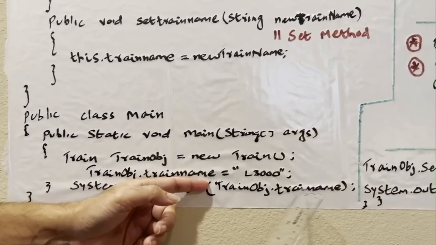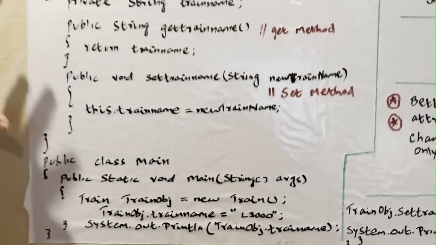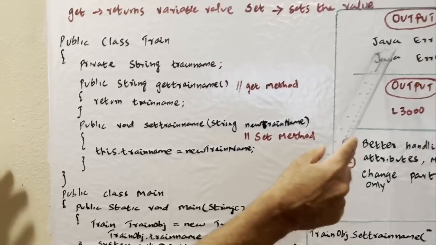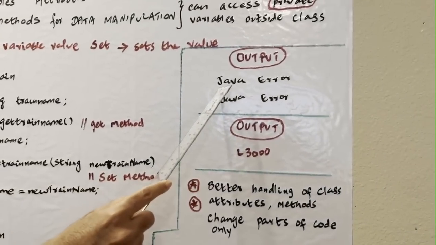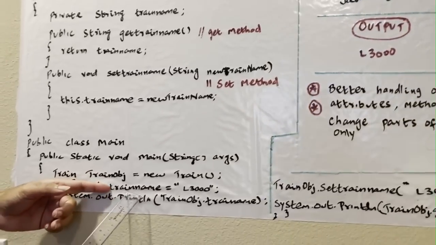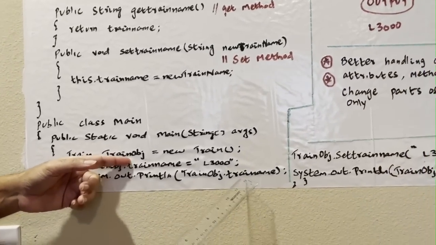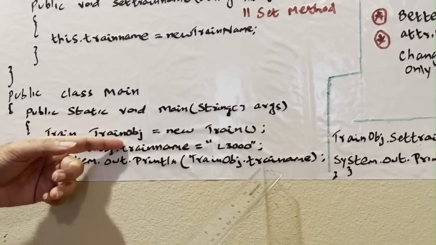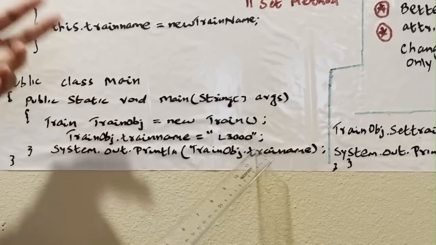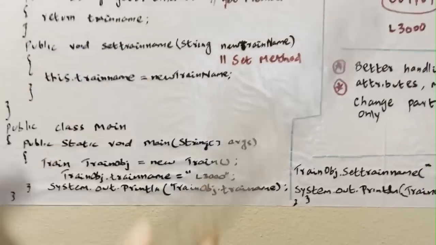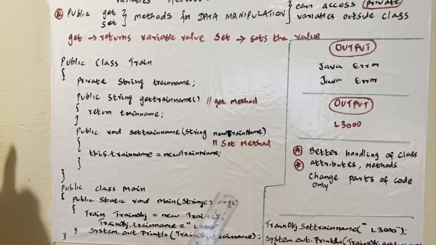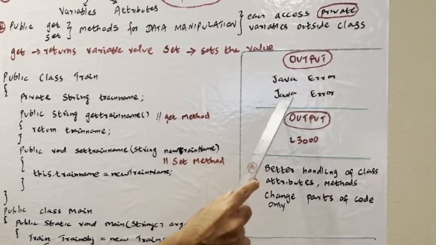System.out.println train object dot train name. If you run this program, it will give a Java error two times. One for calling the train name here, one for trying to set train name here, because it's not accessible. When it's private, it's private. You can't access it outside the class. So two errors come.